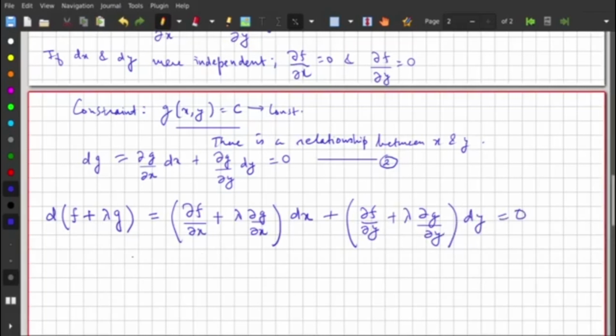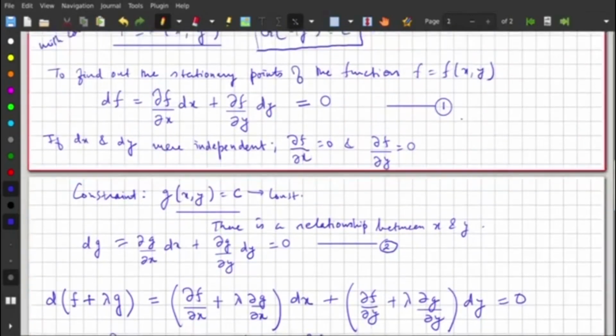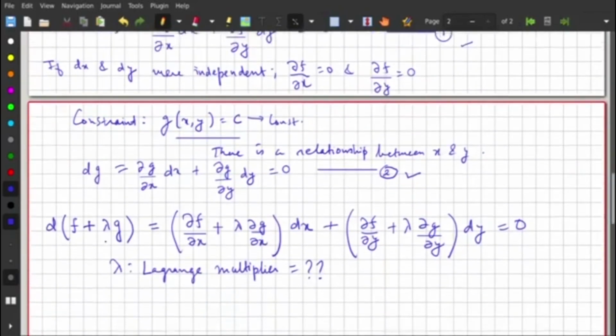Here lambda is called the Lagrange multiplier. Remember that this is unknown, we don't know it yet, so this needs to be figured out. Given equation 1 is true and equation 2 is true, we can write a general expression like this for an arbitrary lambda, but we can write this condition for a particular lambda that satisfies this expression, and we need to find out what that lambda is actually.